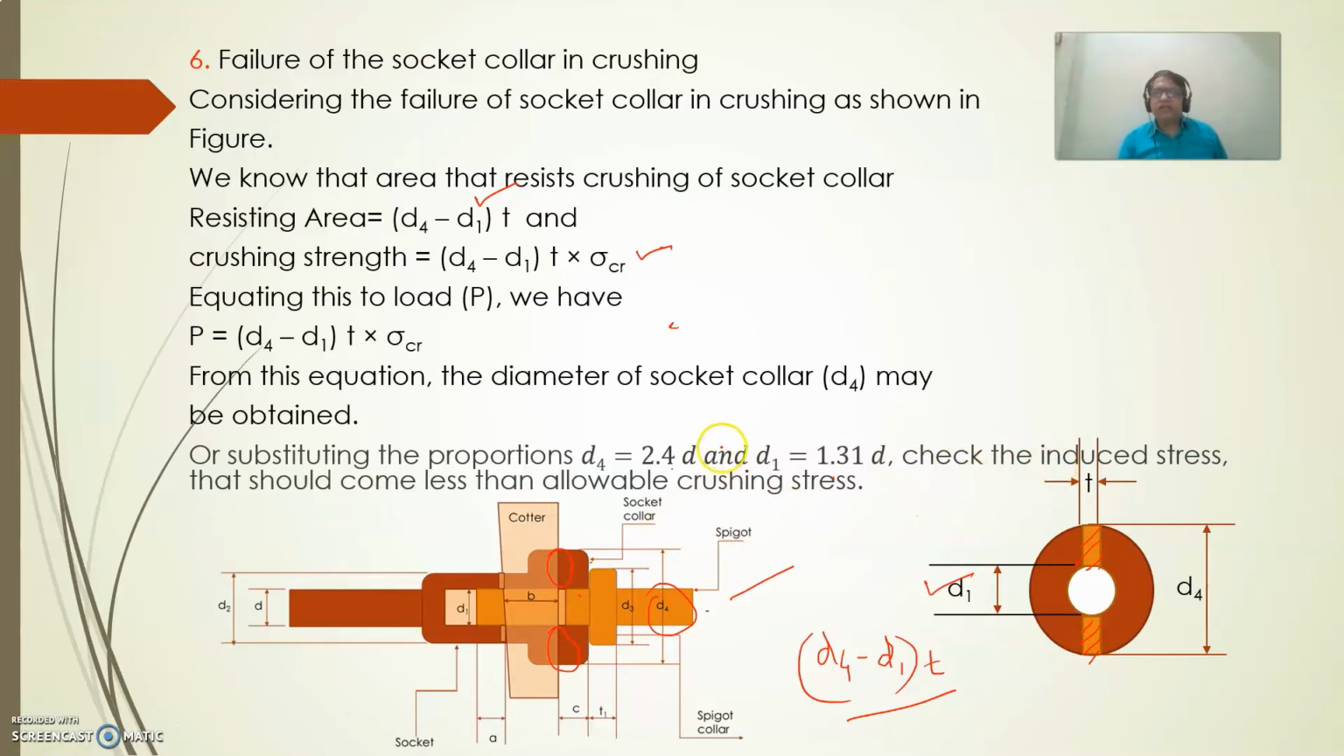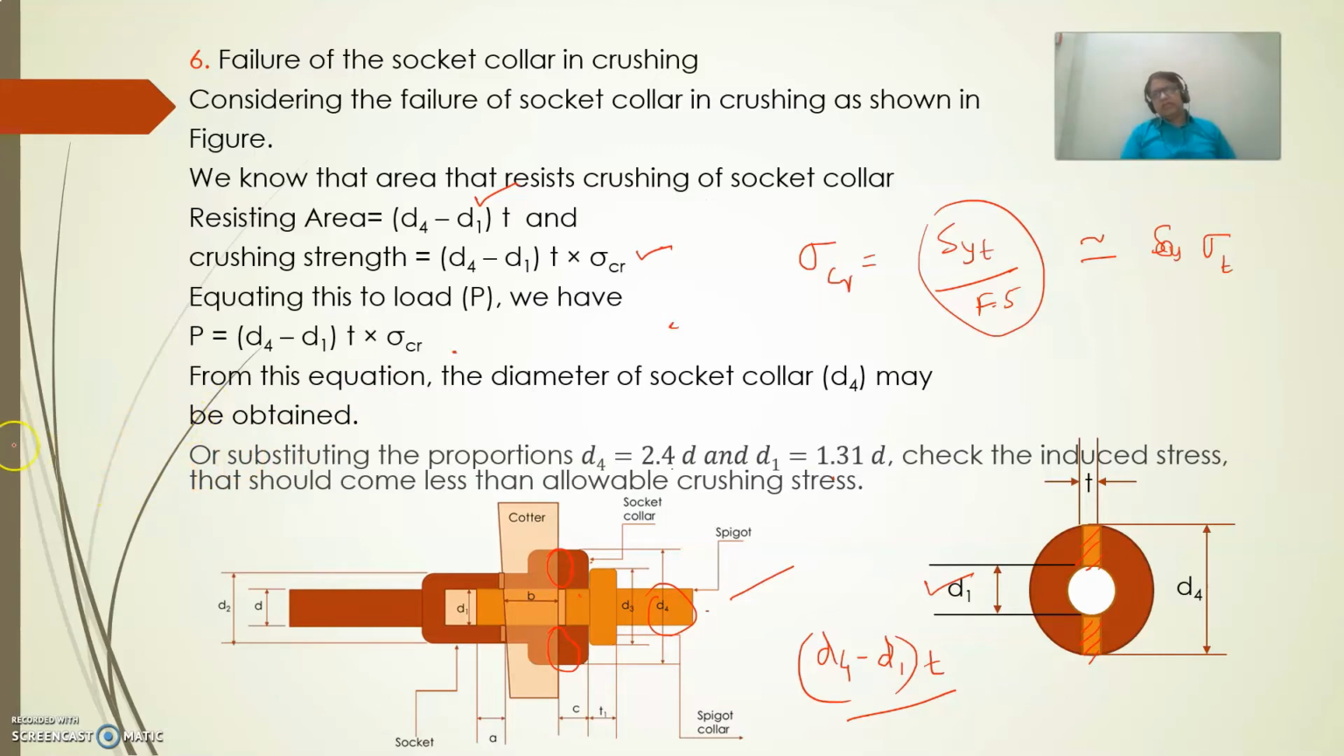From this equation, I can get D4. If I put the value of sigma CR, the crushing stress, it is usually strength divided by a factor of safety. So it is usually equal to SYT upon the factor of safety, that is sigma T, tensile. Crushing stress is usually equal to sigma T. So taking that value, I can find out, or else whatever the given thing is, you can find out.